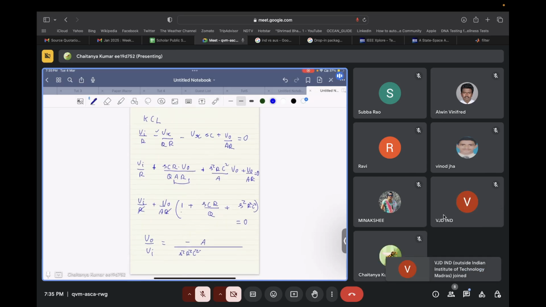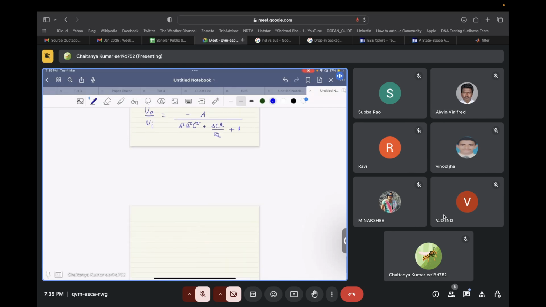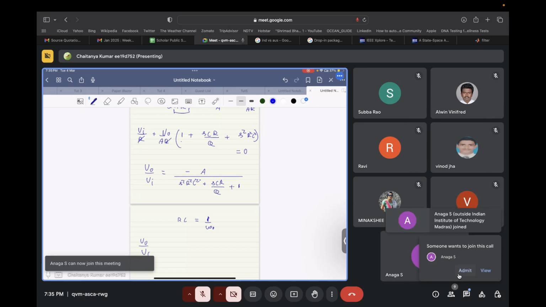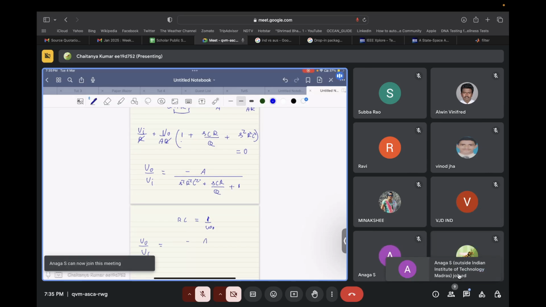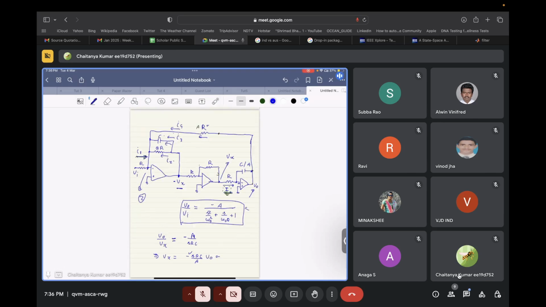So we have S square R square C square plus SCR by Q plus 1. And initially we told, right, RC is equal to 1 by omega naught. So V naught by Vi is equal to minus of A divided by S square by omega naught square plus S by omega naught Q plus 1. Okay, so whatever we assume the transfer function to be, the same transfer function is there.